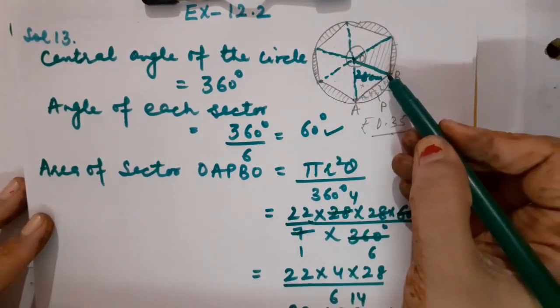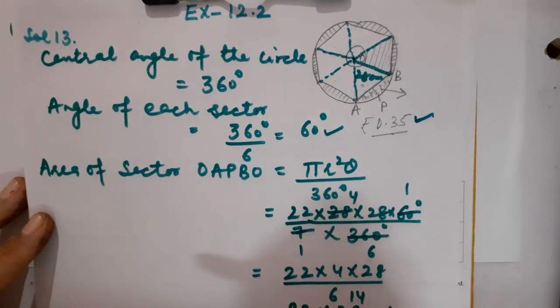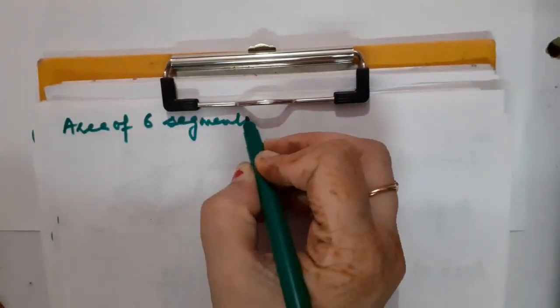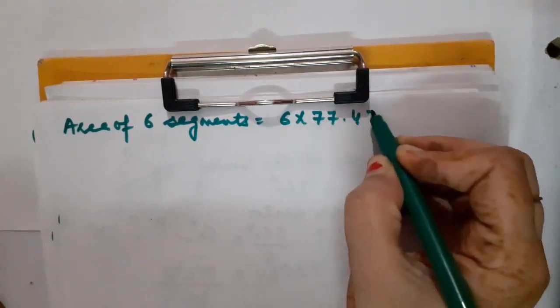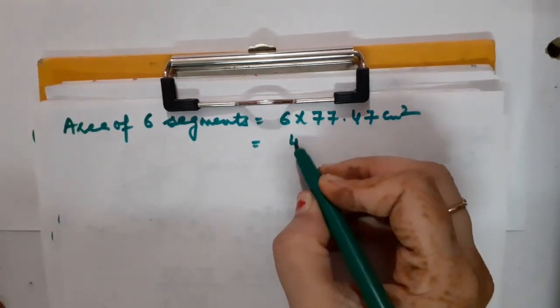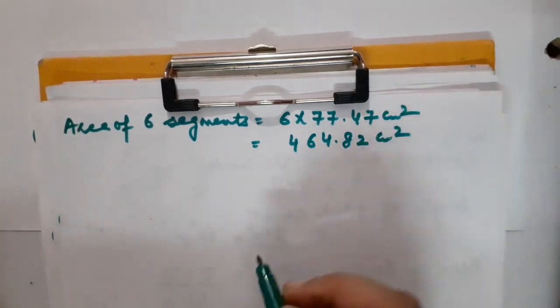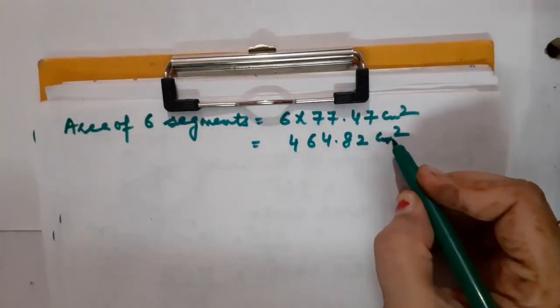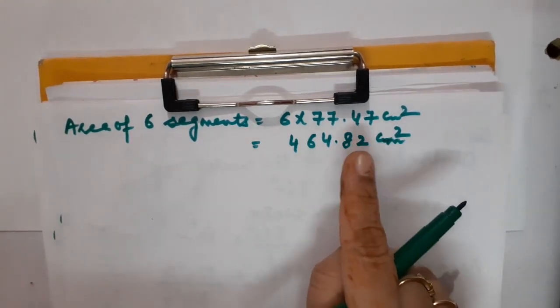So I will be multiplying 77.47 by 6 so that I can come to know about this total area. And then it will be multiplied by 0.35 to come to know about the total cost for the design. So children, now area of 6 segments must be equal to 6 into 77.47 square centimeter. So let us multiply them. We will be getting 464.82 square centimeter. This is just a multiplication that can be done by you. Correct? So this is the total area of all the 6 segments.